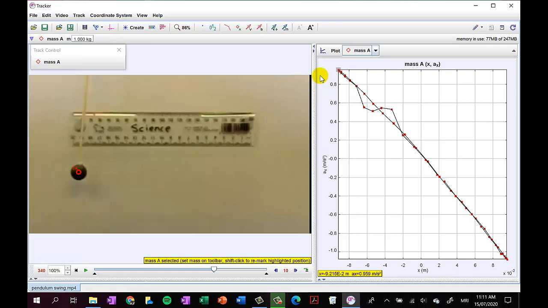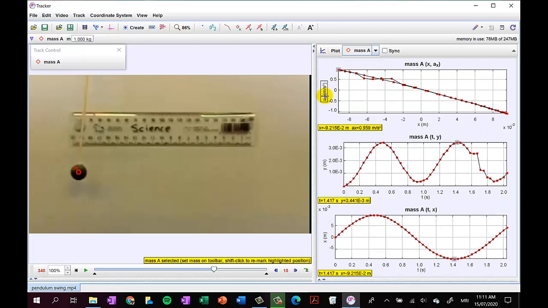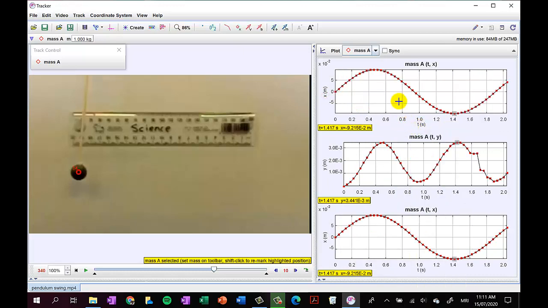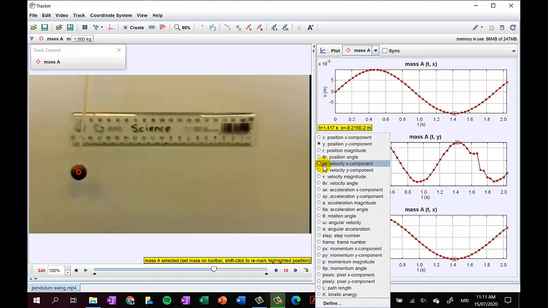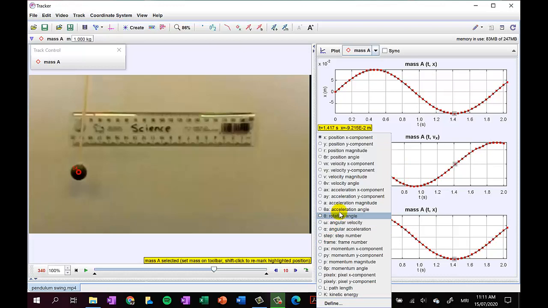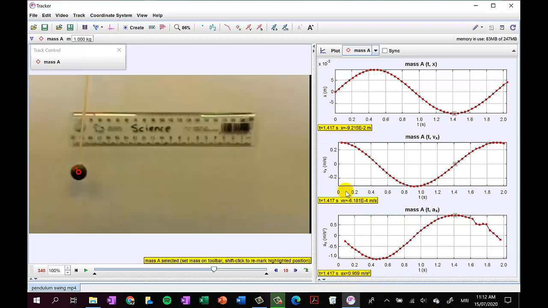Now, to obtain the displacement time graph, the velocity time graph, and the acceleration time graph, we're going to click on this plot button, and we're going to choose 3, so we get 3 separate graphs. These are all the wrong graphs, but we can change them. And so displacement time looks like this: x position against time. Velocity time graph, that's our x velocity against time. And then our third one is the acceleration against time, which is our x acceleration versus time.